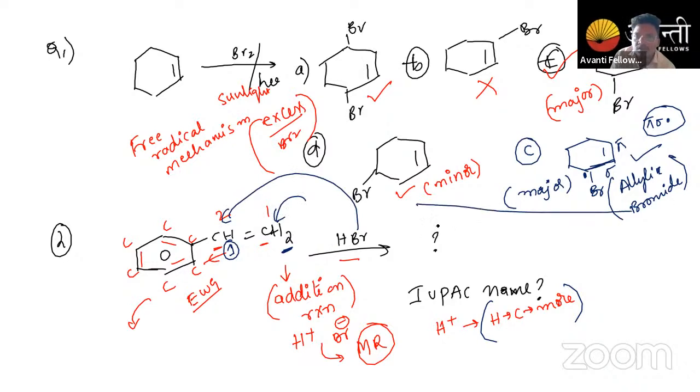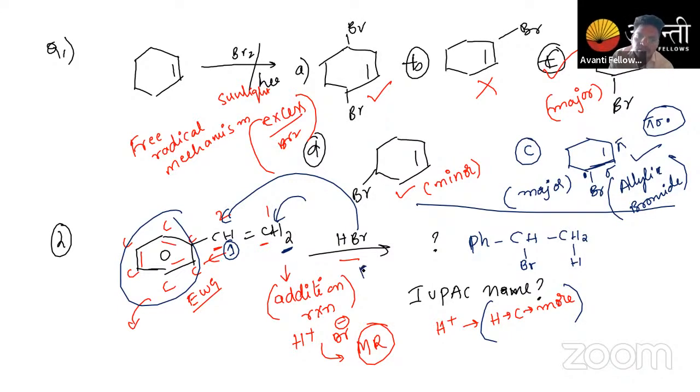What is the ultimate product you are going to get? I am going to write benzene simply as phenyl. I don't want to waste much time. Ph-CH(Br)-CH3, and here you are getting H. Why is H going here? Because of the Markovnikov rule addition reaction.